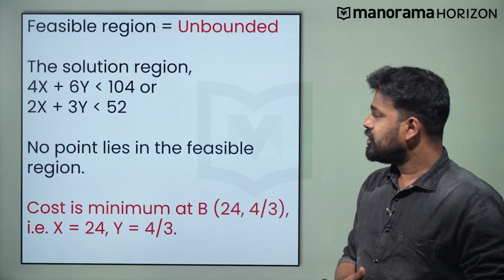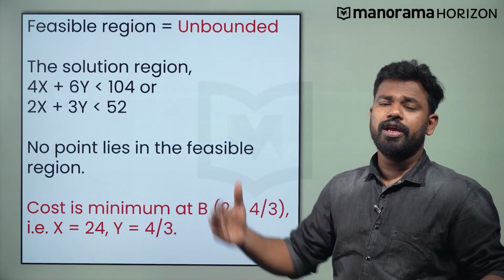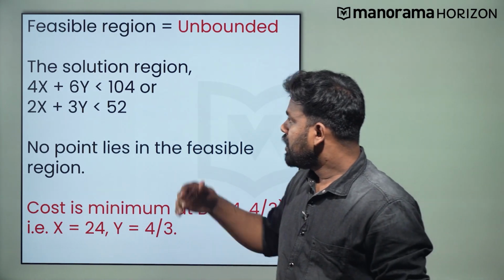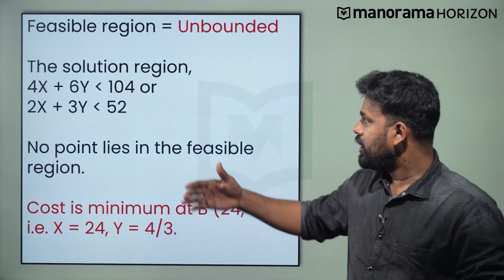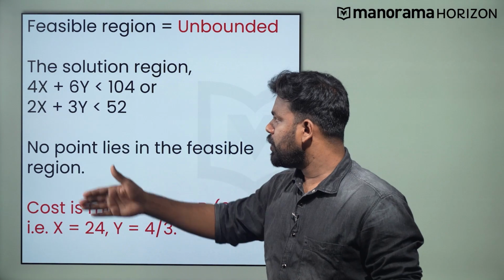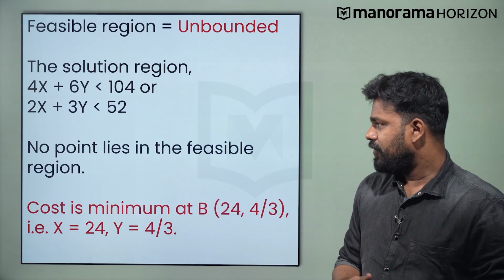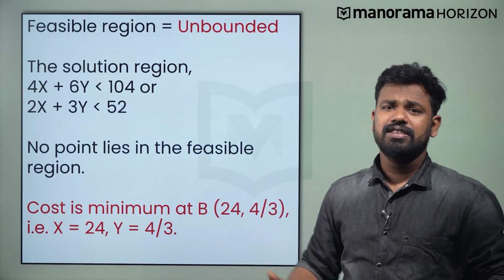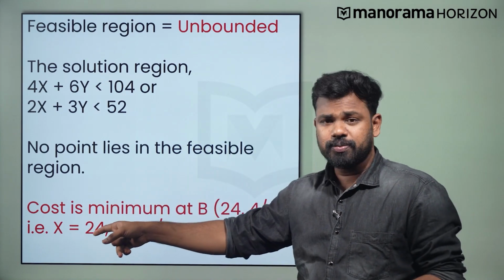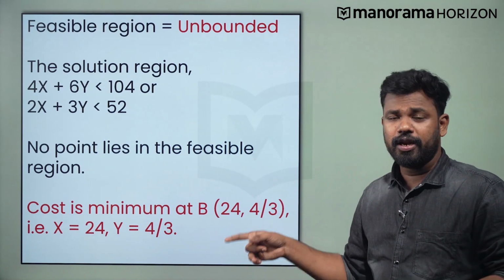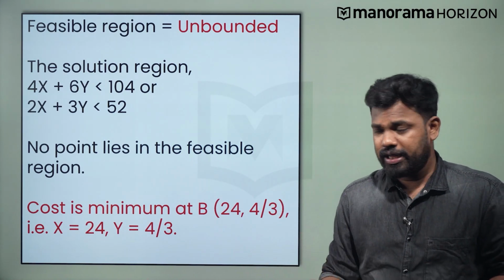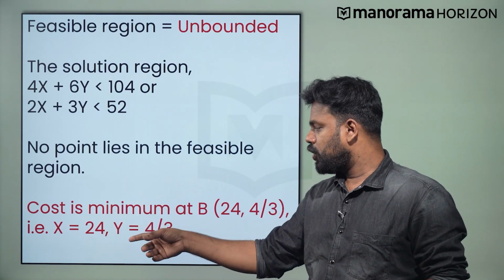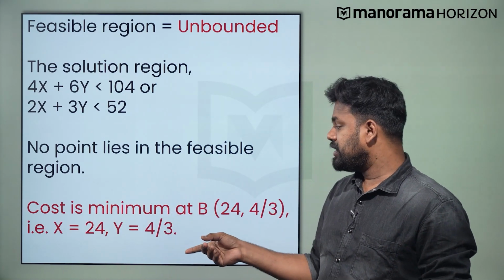Now, what is the feasible region? It is an unbounded region because it is going many places; you can see that the graph extends towards infinity. The solution region 4x plus 6y less than 104, or 2x plus 3y less than 52, has no point lying in the feasible region, because the graph is extending infinitely, right? So the cost is minimum at what point? The point B, which is 24 comma 4 by 3. And what is the minimum cost? It will be by calculating, putting x equal to 24 and y equal to 4 by 3.